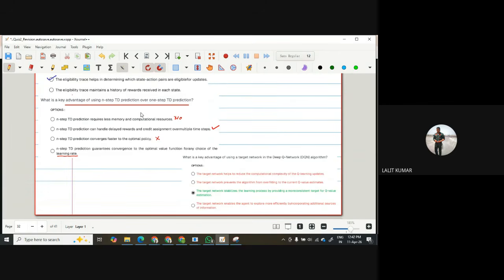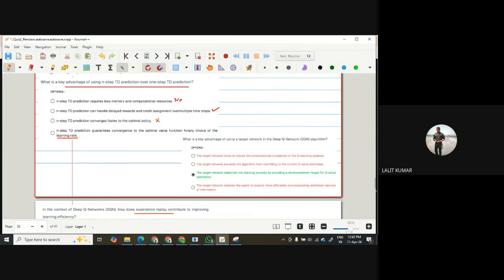Advantage of n-step TD prediction, again. What is the key advantage of using a target network in deep Q network? So this, remember, we had two problems. One was high correlation and second was non-stationary target. So when we take target network, we convert this non-stationary to stationary. So the target network stabilizes the learning process by providing a more consistent target for Q value estimation.